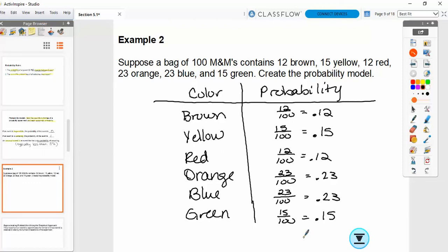So, quick check to verify this is a probability model. If you add all those together, what should we get? 1. See if it works out. It works. Every probability is between 0 and 1. The total is 1, so it is a probability model.